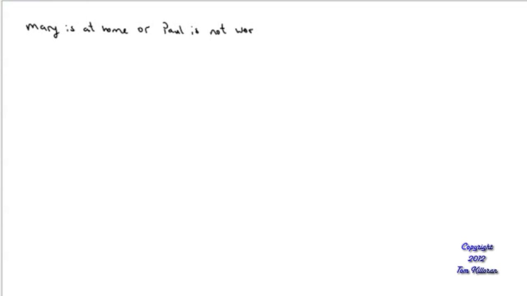Mary is at home, or Paul is not working. I want to use the strange equivalence to rewrite this sentence. We're starting on the right-hand side and moving to the left, but the pattern stays exactly the same. So let's see here. P: Mary is home. Q: Paul is working. Symbolic form.